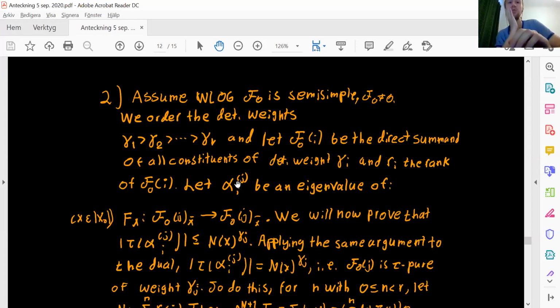And we will now prove that for any eigenvalue, we will have tau alpha j i is less than or equal to n of x gamma j. So just to recap, the gamma i satisfies that the product of the alpha i j over j is q to the power gamma i or something like this, right?